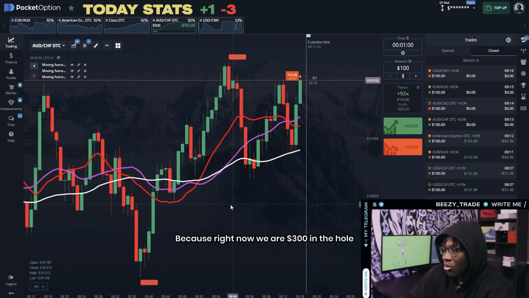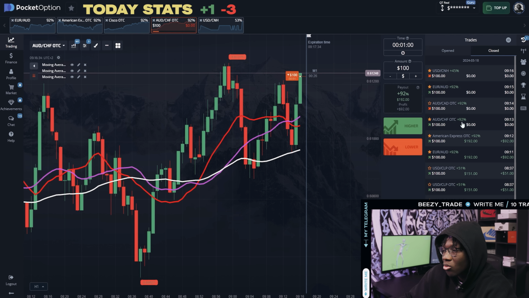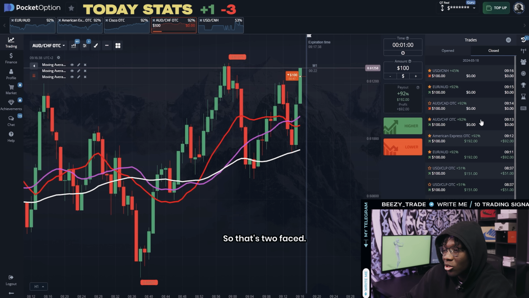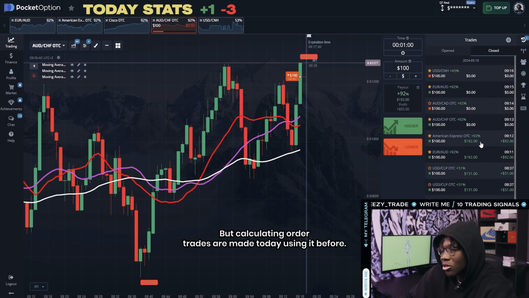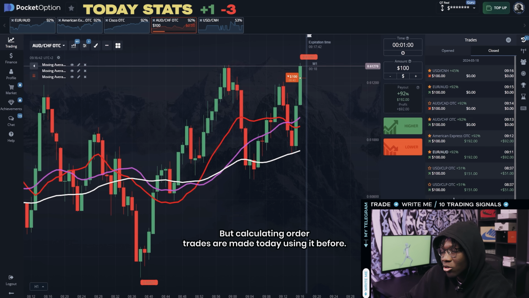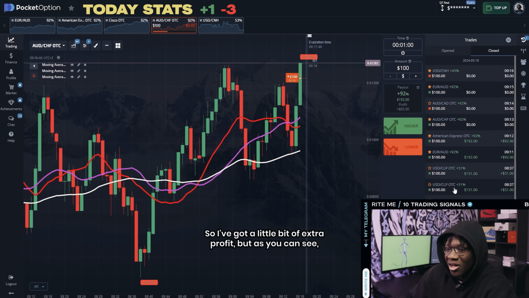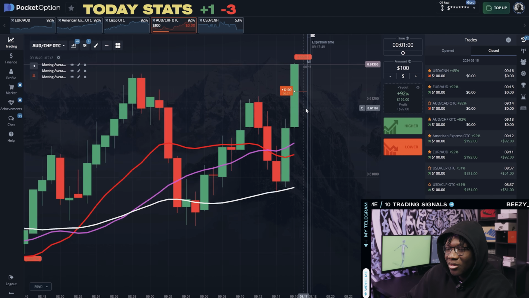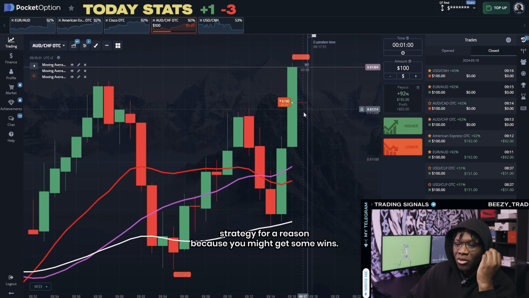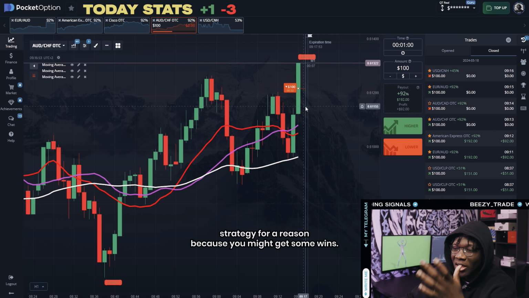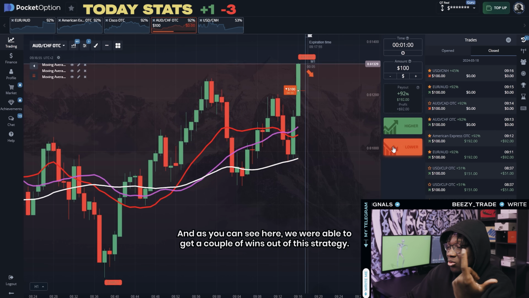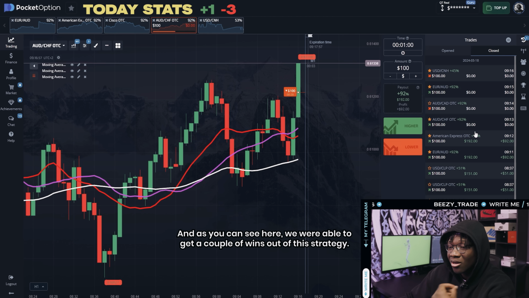Because right now we are $300 in the hole after making, $400 in the hole. So that's 2 trades we won. But calculating all the trades I made today using it before, I got a little bit of extra profit. But as you can see, it's an easy strategy for a reason, because you might get some wins. And as you can see here, we were able to get a couple of wins out of this strategy.